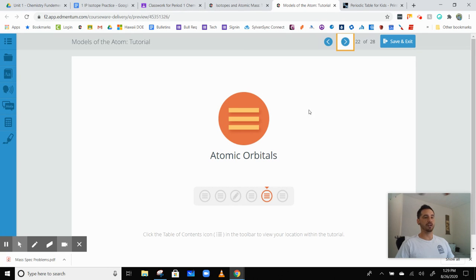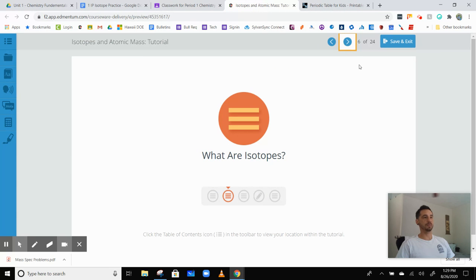Because we're not going to talk about atomic orbitals at the moment. We'll talk about that another time when we talk about the periodic table and electrons, because atomic orbitals have to do with electrons. And we're not going to talk about electrons at the moment. Okay, so that's it for the models of the atom. We're going to move on to isotopes.